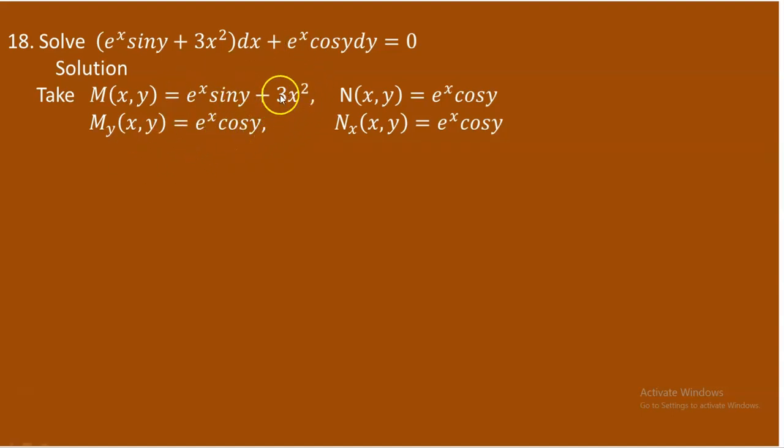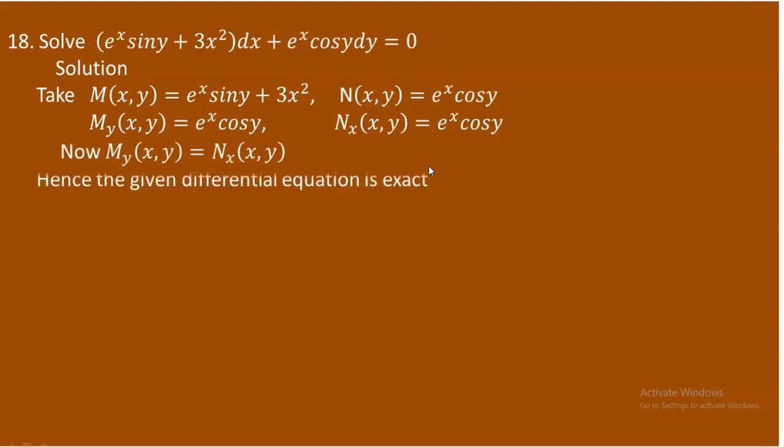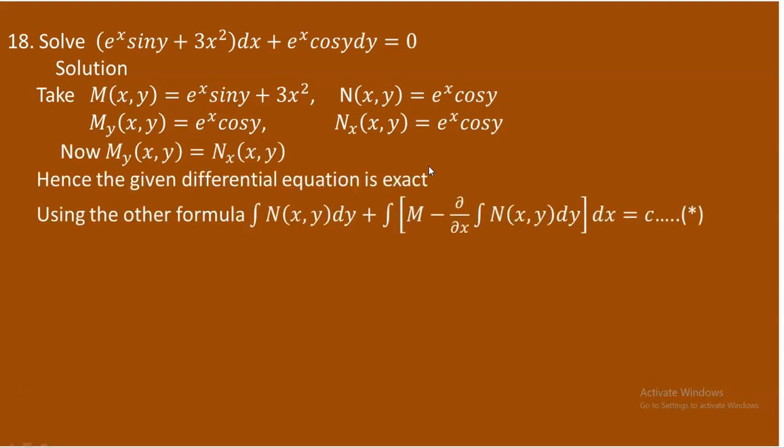Since we don't have y here, it will be 0. And the partial derivative of n with respect to x is going to be e to the power of x times cos y. Now M_y is the same as N_x, so this is an exact differential equation. So look, I'm now using another formula, students. What I'm doing is I'm just solving the same question by using two different formulas, okay? So previously I was using another formula, but now this is the other one.